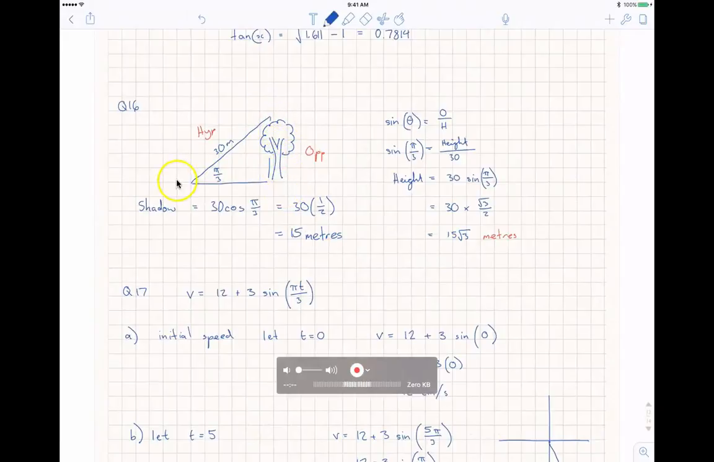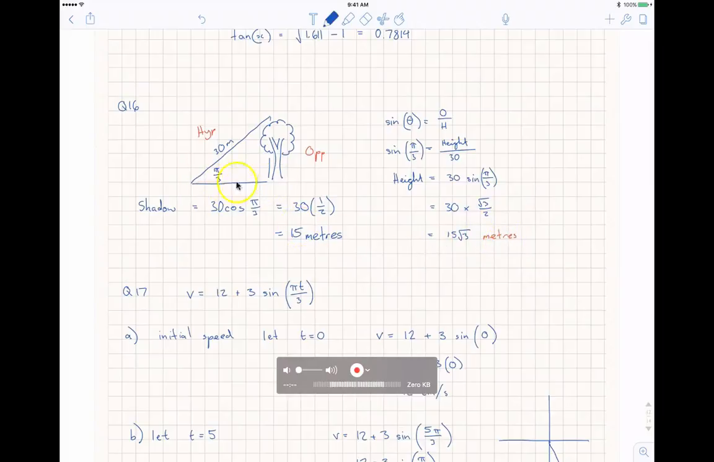So opposite and hypotenuse, that's sine equals opposite over hypotenuse, height over 30. Multiplying both sides by 30, we get the height is 30 times sine of pi on 3. We should recognize straight away sine of pi on 3 is a special angle and it's the square root of 3 on 2. So 30 times the square root of 3 on 2, 30 divided by 2 is just 15 square roots of 3. And do not forget your units. It's the application question, so we need to include them.